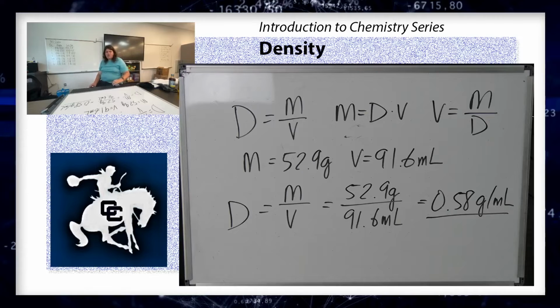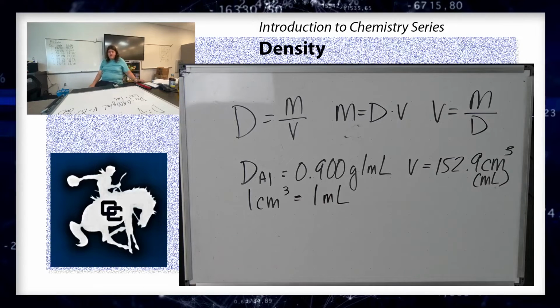Let's talk about the units for a moment. Here, you'll notice the units are grams on top and milliliters on the bottom. You'll notice that I wrote it as grams per milliliter. Either method for writing it is perfectly fine. The traditional method or the simplified method.